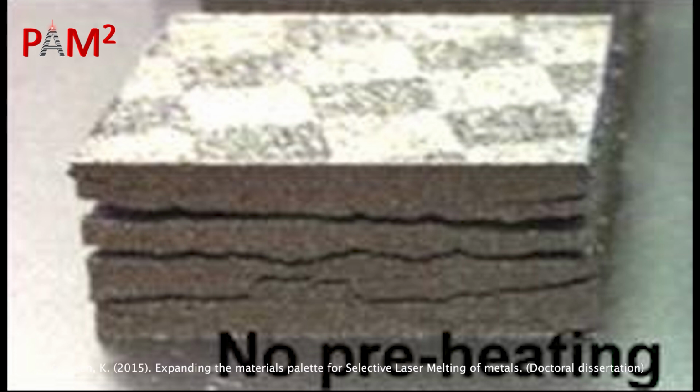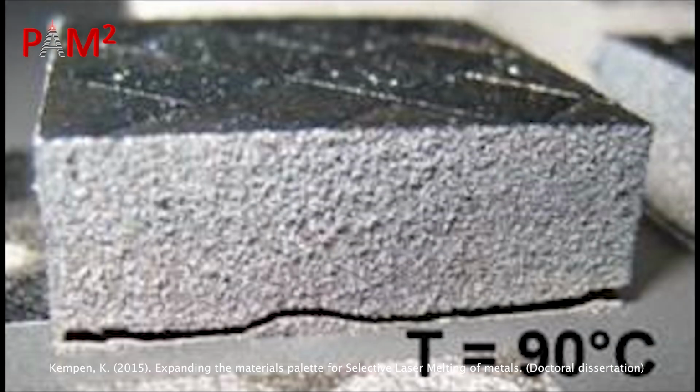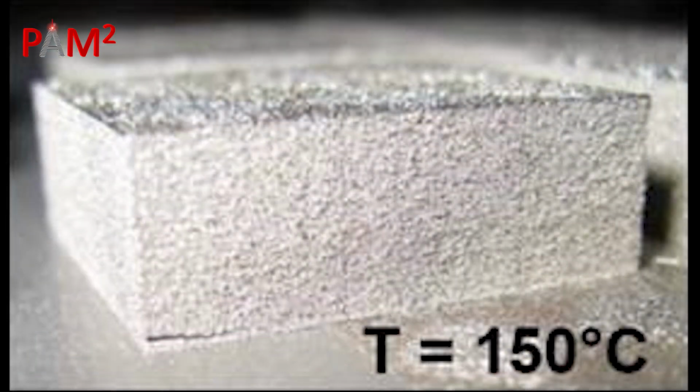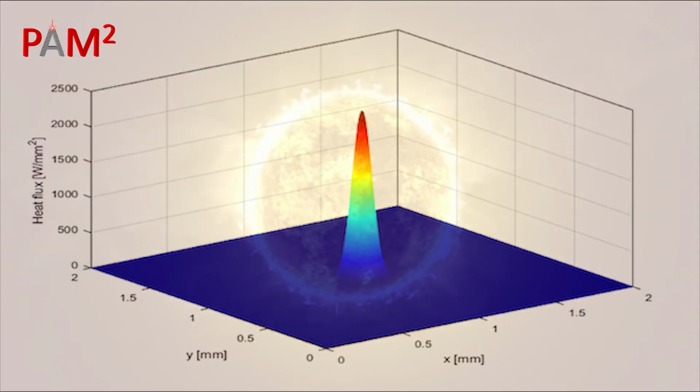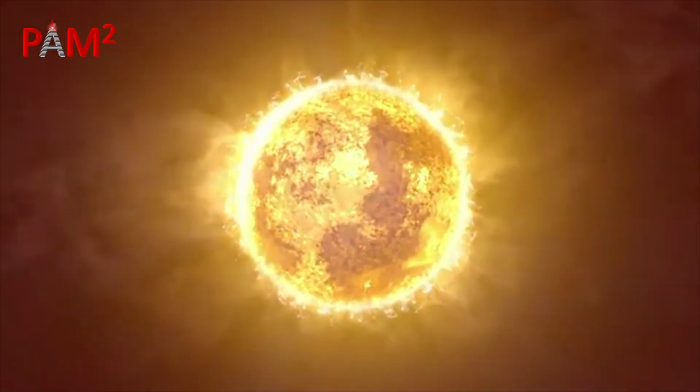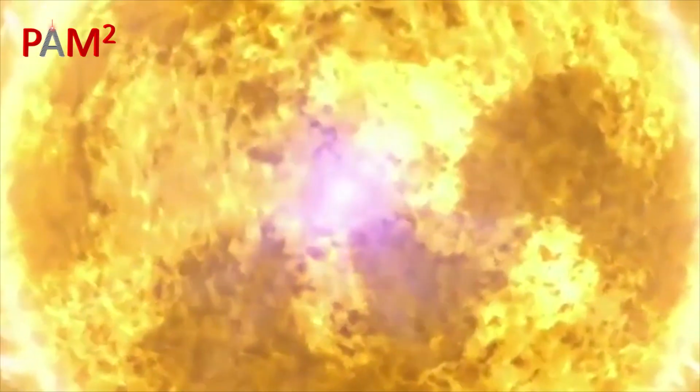Since SLM is a process involving large heating and cooling rates, it usually results in warpage, deformations, or even defects such as cracks and bowing. For the matter of comparison, it is interesting to know that the laser heat flux during SLM is of the order of 1 to 10 gigawatts per square meter, which is about 1 million times more than the sun's heat flux we experience every day. Also, it should be noted that the SLM process is really quick.